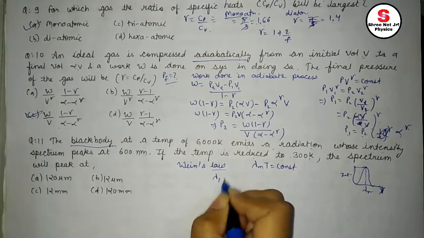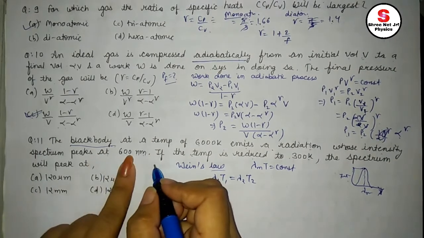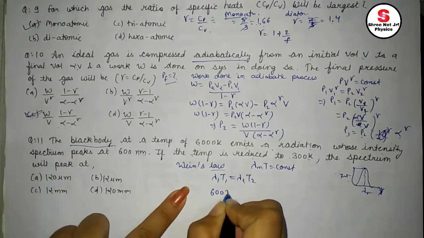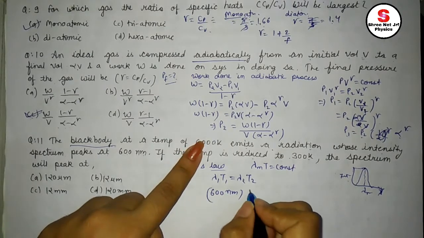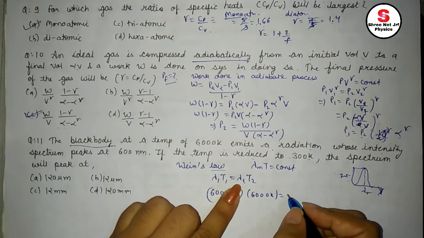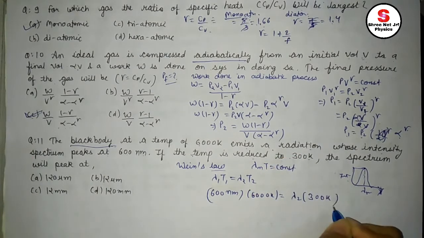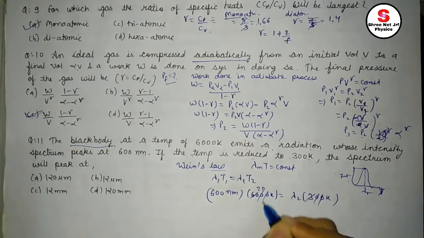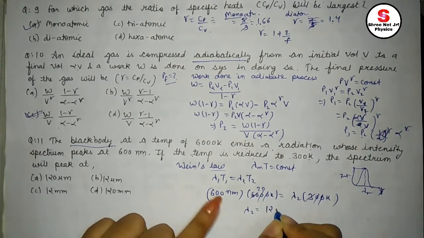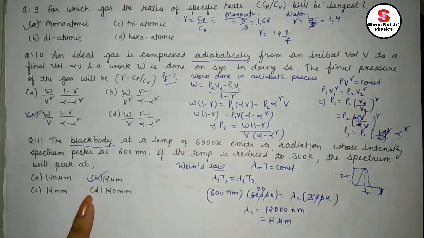That means lambda_1 T1 is equal to lambda_2 T2. Lambda 1 is given as 600 nanometer, so here 600 nanometer. Temperature T1 is 6000 Kelvin, equals to what? Lambda 2 we need to calculate, and T2 is given as 300 Kelvin. So I can solve it here only. Lambda 2 equals 12000 nanometer. I can write it as 12 micrometer. So option B is our right answer.